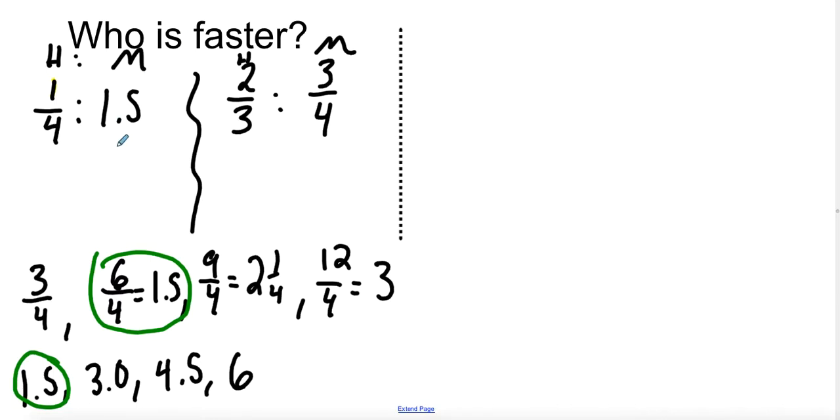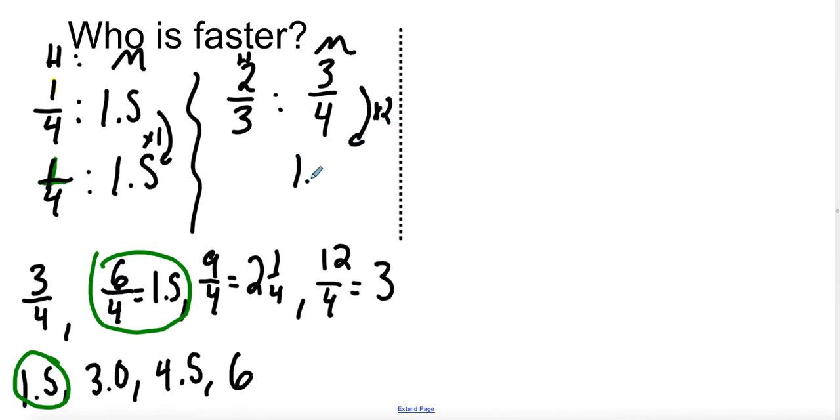So I can leave my first ratio alone because the number of miles is already 1.5. So all we did was multiply by a factor of 1. And here we can see that we multiplied by a factor of 2. 3/4 times 2 gives me 1.5. 2/3 times 2 is the same thing as saying 4/3, or 1.33. Now both drivers drove 1.5 miles. Stephen took 1/4 of an hour, and Seth took 1 1/3 of an hour. So I can see already that Stephen is a much faster driver.